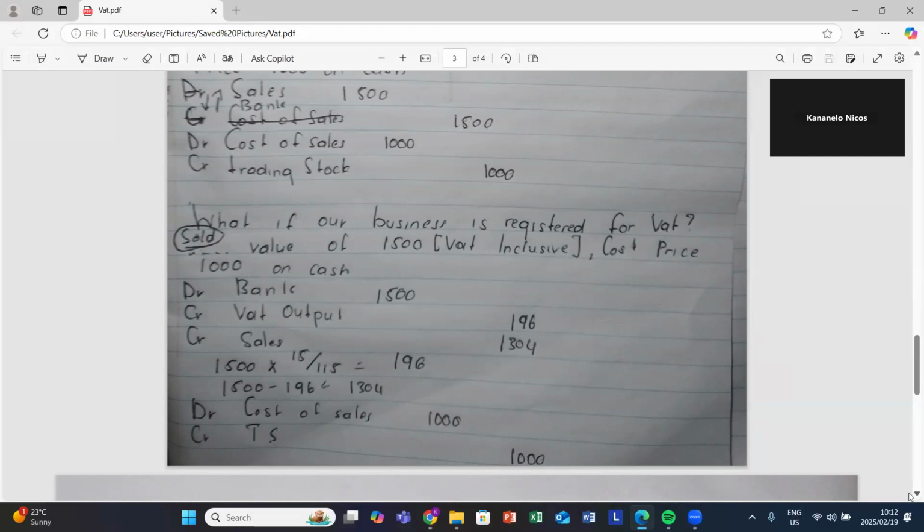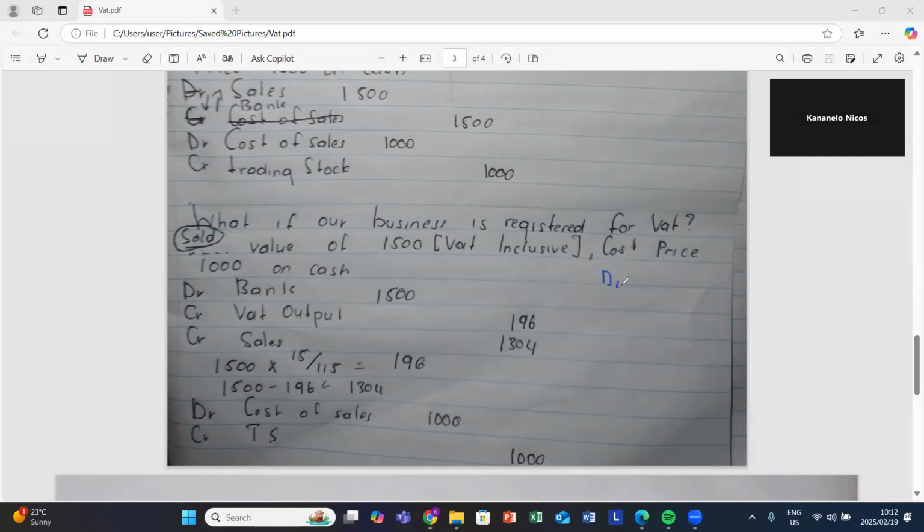Obviously, if we are registered for VAT, it simply means that we're going to charge VAT. There's a VAT output implication. So subsequently, when your business is registered for VAT, 5 accounts will be affected, in which the first 4 ones are always correct. The first 4 ones, let me show you.